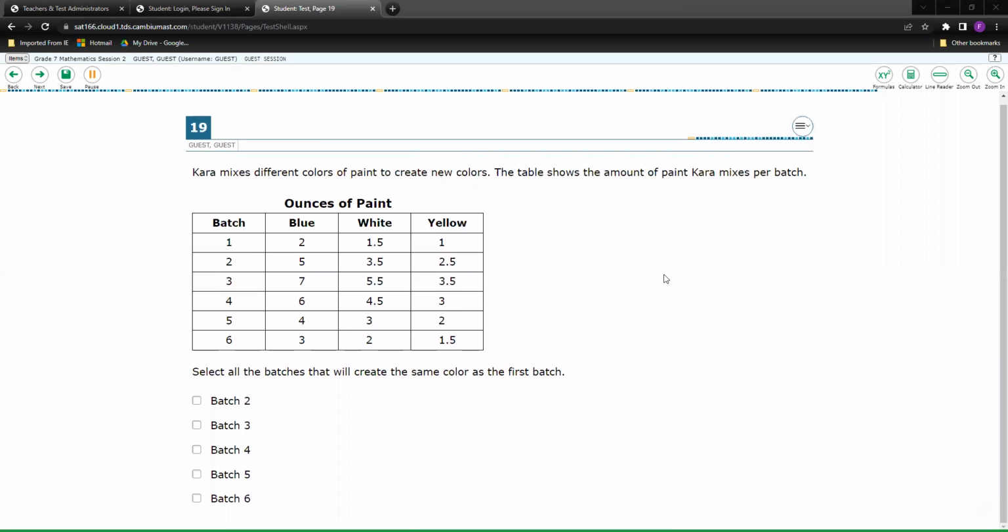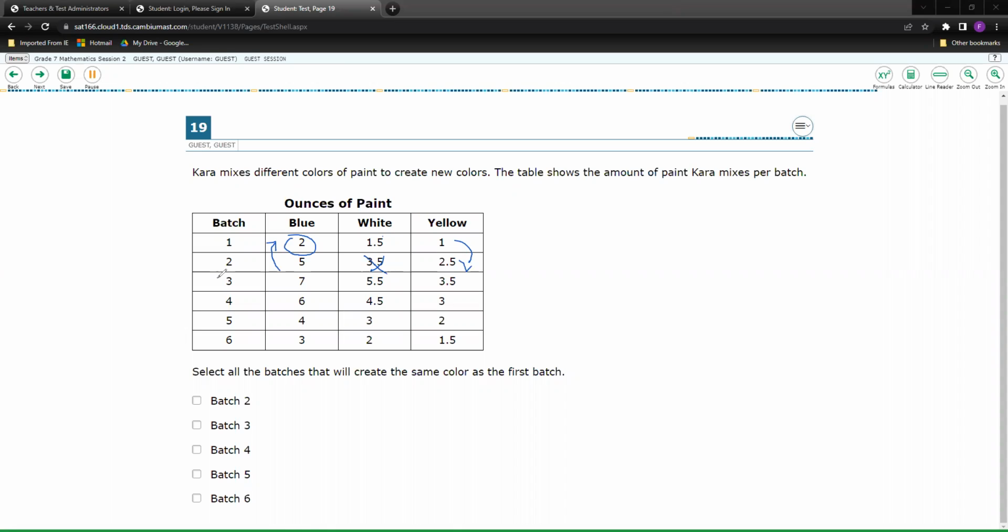Okay, here they want to know what the match is. So the trick here is to divide. Let's say we want to compare it to the first batch. So the first batch, those are the ratios 2, 1.5, and 1. So we're going to divide 5 divided by 2. That's 2.5. And then we multiply it times this number. So 1 times 2.5 is 2.5. But 1.5 times 2.5 is not 3.5. So it cannot be that.